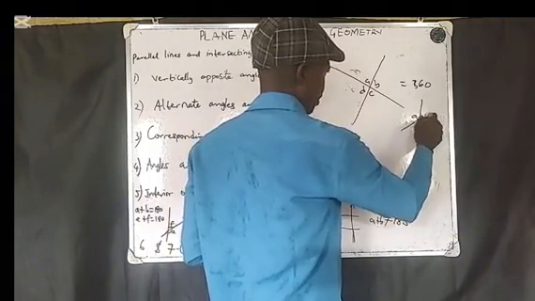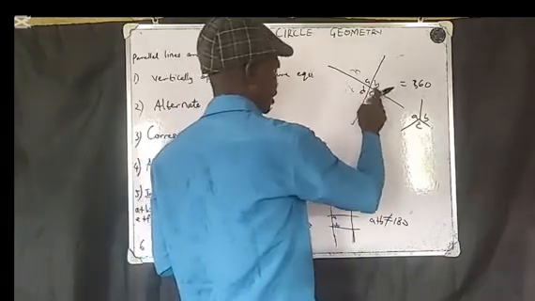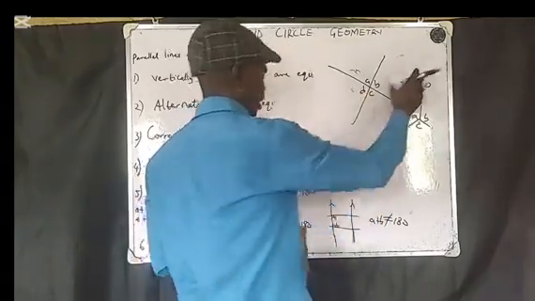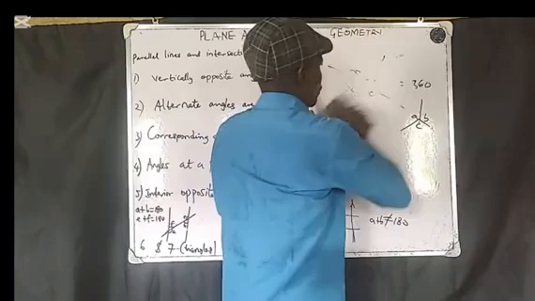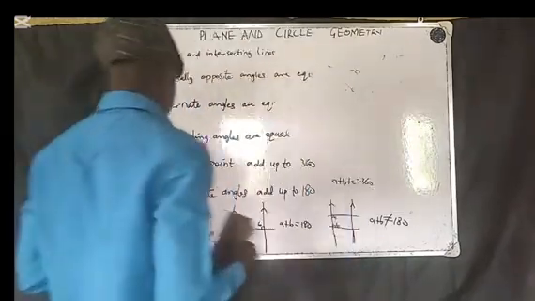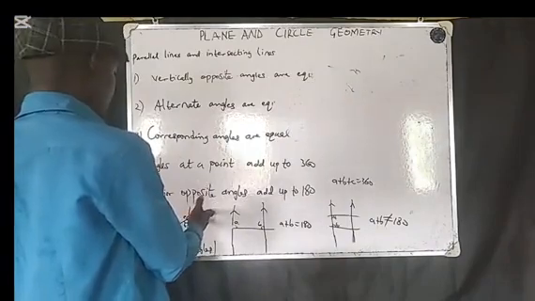A, B, C will give us 360. Here, A, B, C, D will give us 360. That is angle at a point. So we move to the next plane geometry theorem.